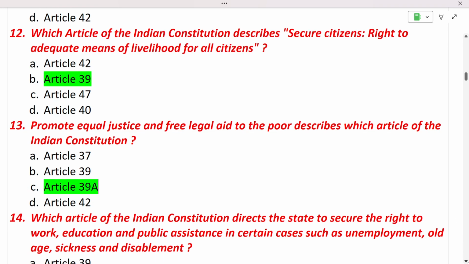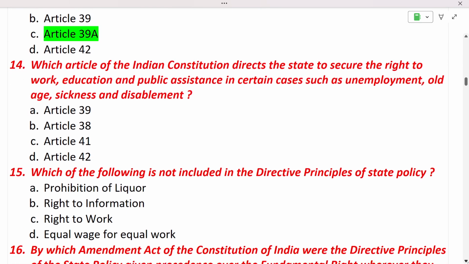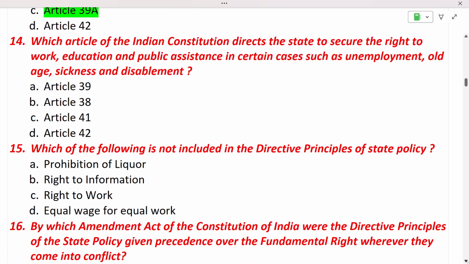Next one is question number 14. Which article of the Indian Constitution directs the state to secure the right to work, education, and public assistance in certain cases such as unemployment, old age, sickness, and disablement? So, option A, Article 39, option B, Article 38, option C, Article 41, option D, Article 42. So, the answer is C, Article 41.